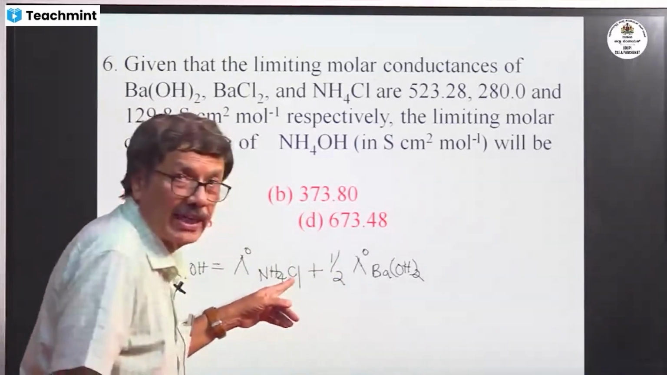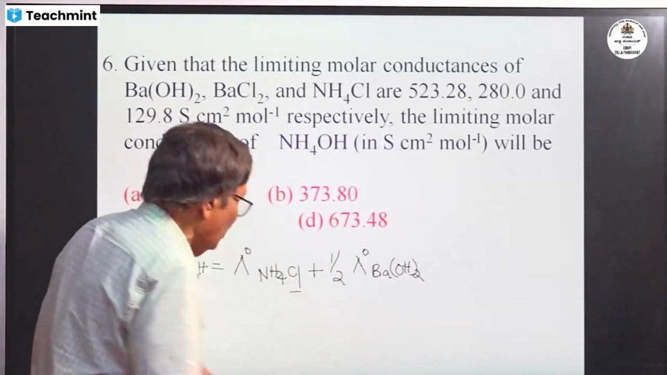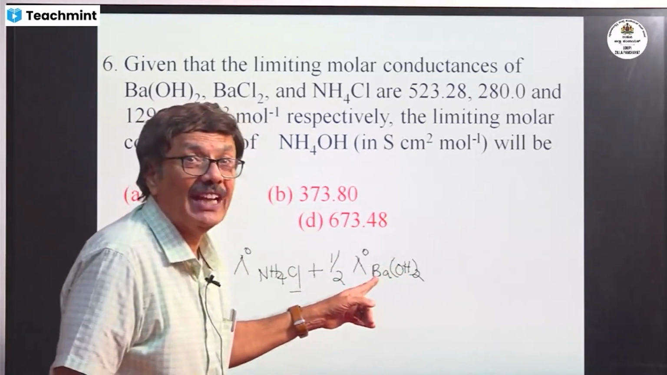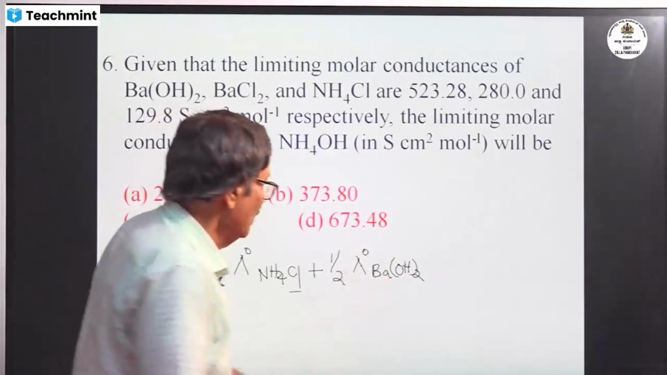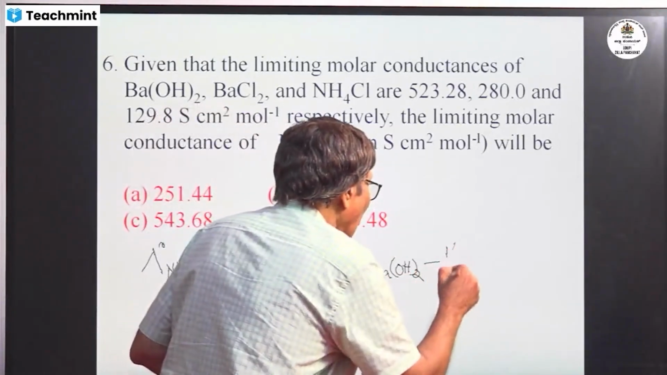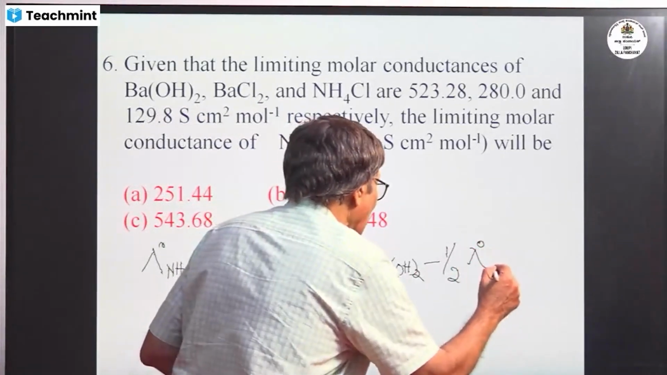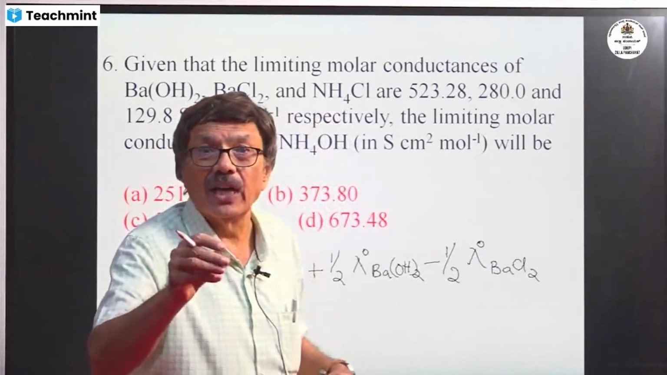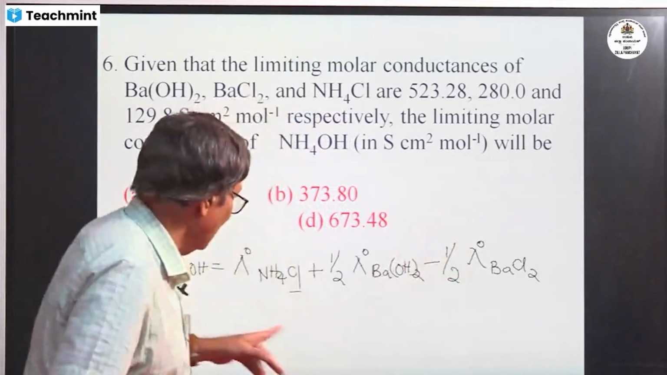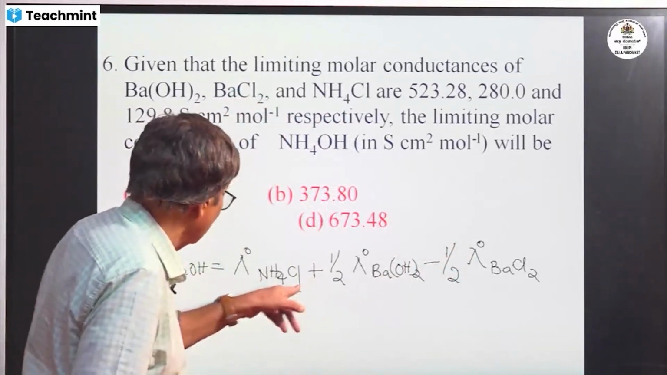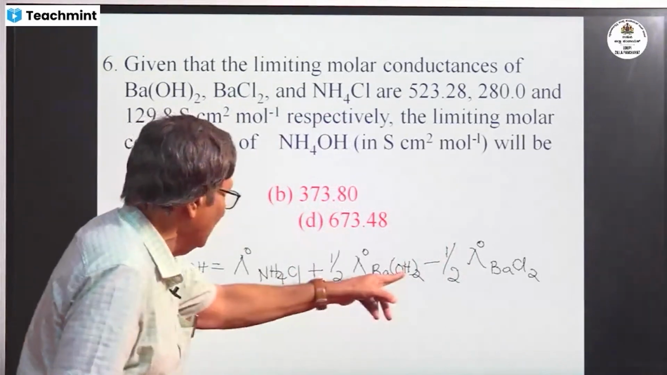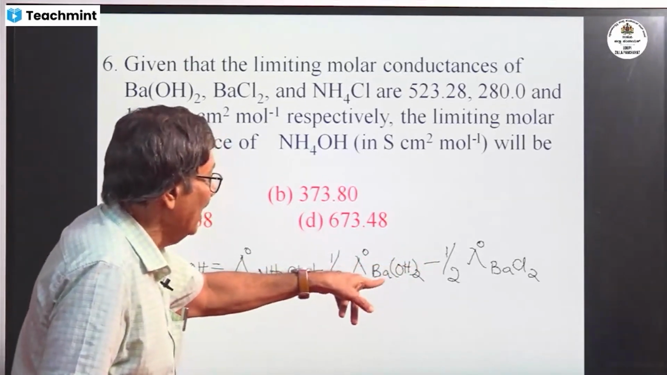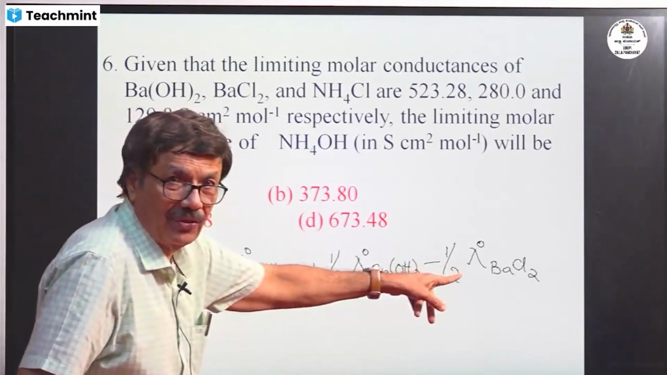Then what we don't want? We don't want chloride ion. Half barium ion we don't want. So subtract half the limiting molar conductivity of barium chloride. See here, ammonium ion we got. We don't want chloride. OH, one OH we got because we have multiplied by half. And then we don't want half of barium ion and one chloride ion, so of this you have to multiply.